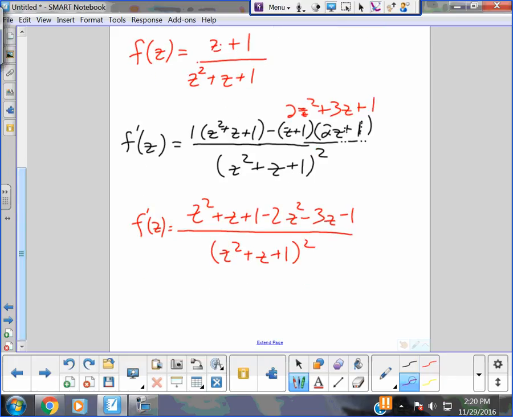I don't want to get bogged down in the algebra. The 1 and negative 1 cancel. Z squared minus 2z squared is negative z squared. Z minus 3z is minus 2z. Still all over the bottom. But does everybody see that z is common? So I'm going to stop right now and factor that z out. In fact, I'm going to factor out a negative z. And that gives me positive z plus 2.